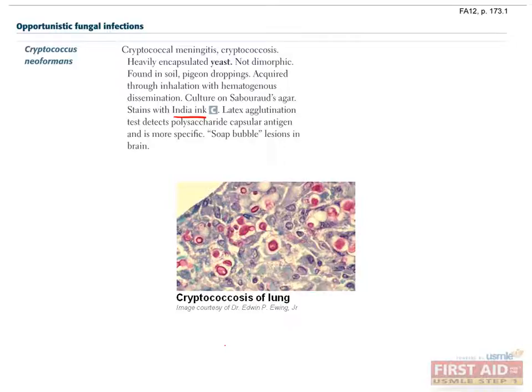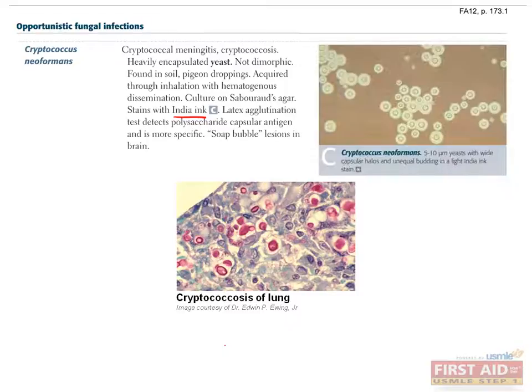Cryptococcus is a defining opportunistic infection for AIDS. It is found in pigeon and bat droppings and acquired through inhalation, so you may suspect it in a homeless person with AIDS living in the city. Cryptococcus neoformans can be grown on Sabouraud's agar and stained with India ink stain. The latex agglutination test is used to diagnose cryptococcus.